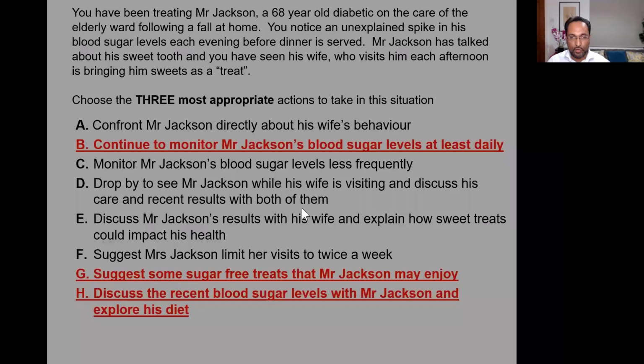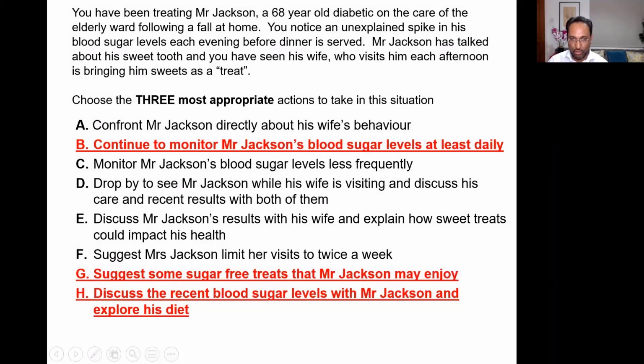So the correct response is B, G, and H. Now, lots of you had G. Nearly all of you had G as one of your options. Quite a few of you had H, but only just over a third of you had B. Instead, a lot of you had either D or E as your third option.